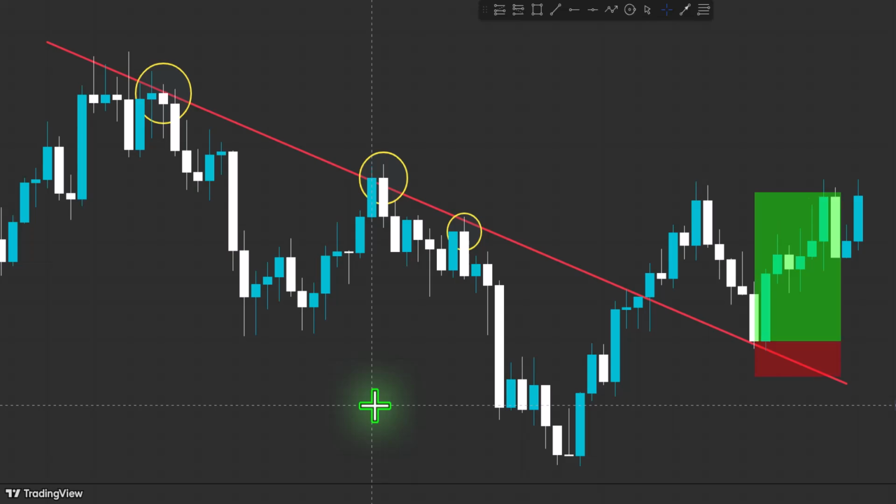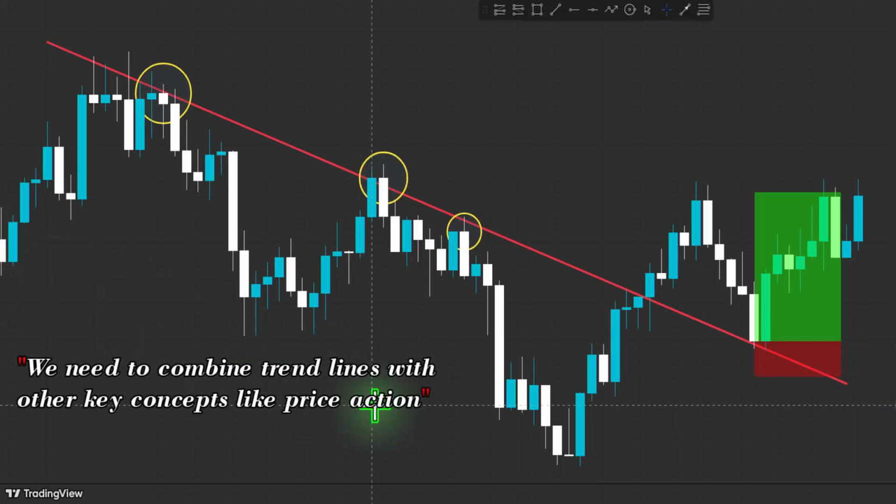But here's the catch. Real trading isn't that simple. The examples I showed you are ideal scenarios. In reality, we can't just blindly enter a trade every time price touches or breaks a trend line. These patterns rarely work on their own. To increase our chances of success, we need to combine trend lines with other key concepts like price action. And don't worry, we'll dive into that later in the video.